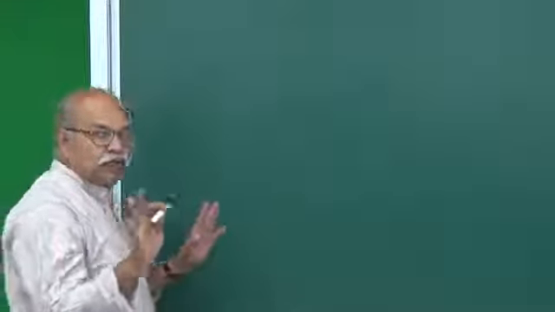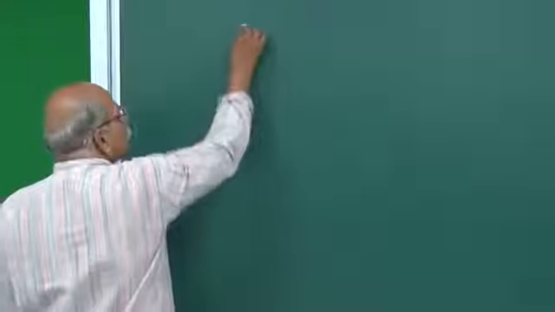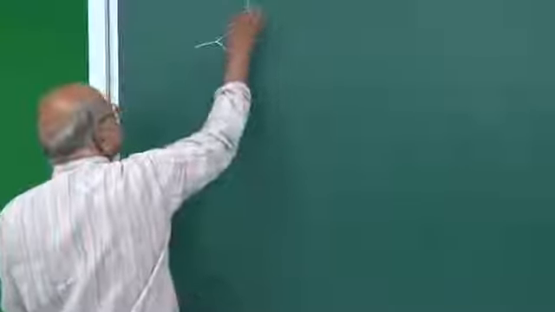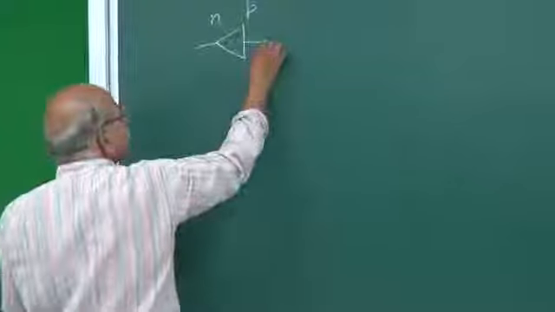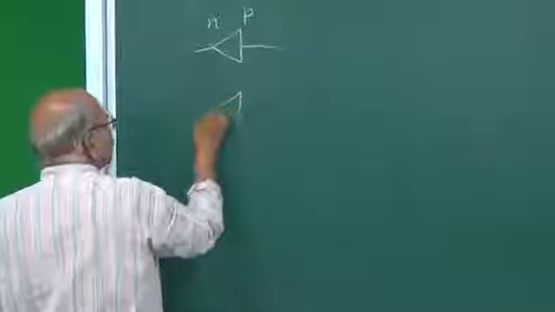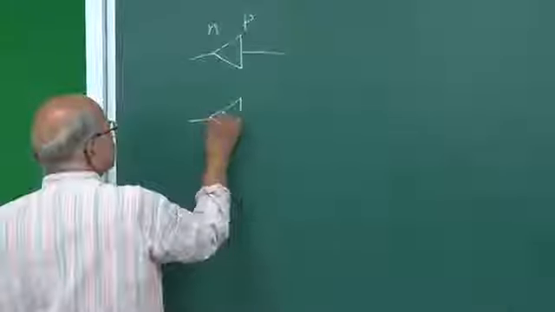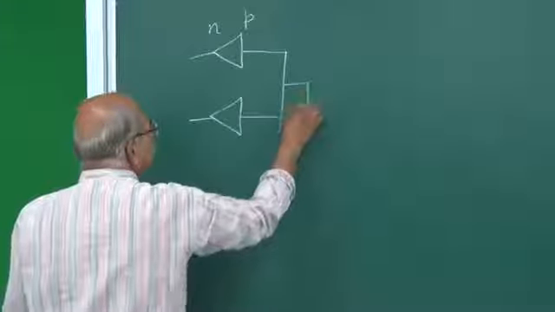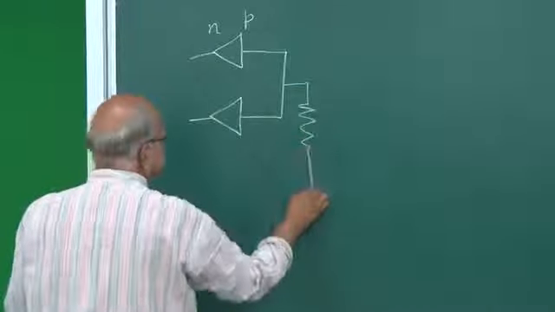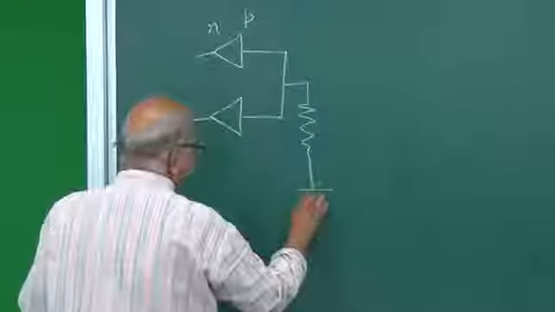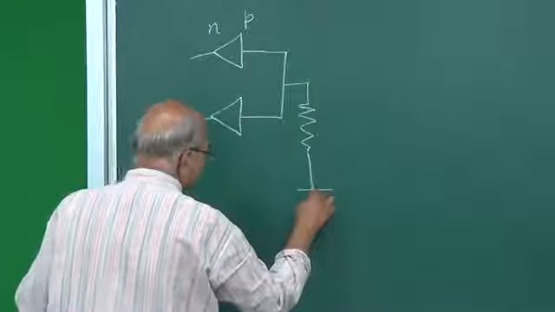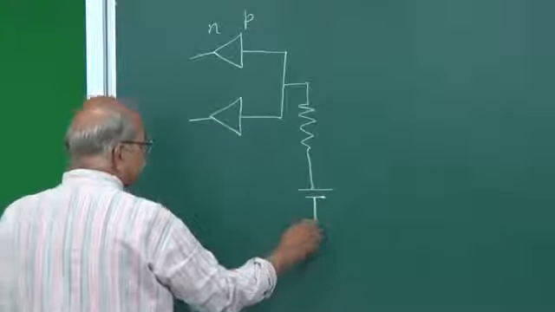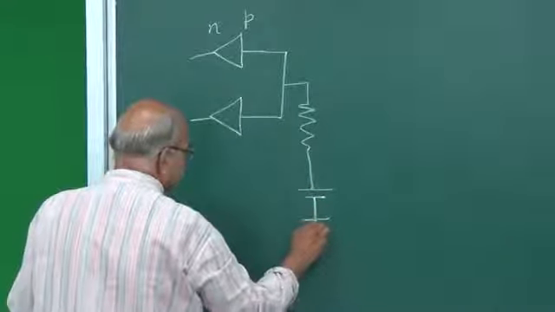So let me take 2 diodes, one diode here, PN junction, this is P side, this is N side, you remember that, and another diode here, and join this together and put a resistance, and then a battery cell here, could be 2 volts, 3 volts, and this is our ground.